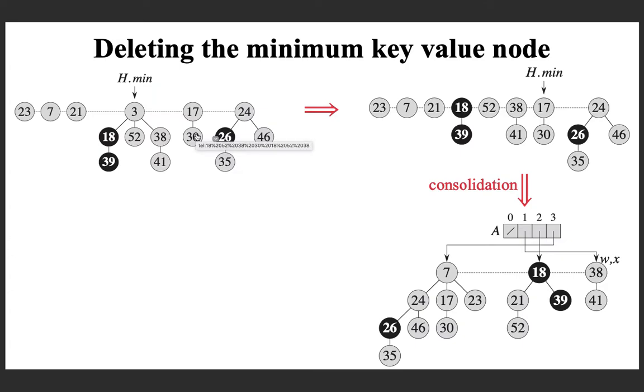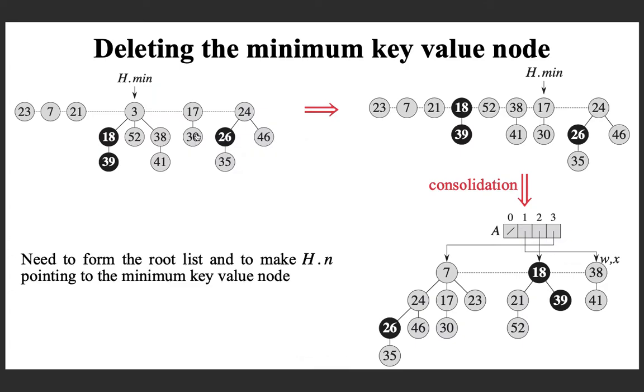Now we need to form the root list. Actually the root list may not be correct. If we need to obtain a proper root list, we also need to find which is the node to which h.min can point. Given this instance it is 7, but in general how can you do it?